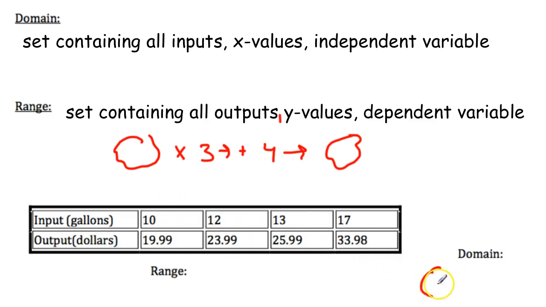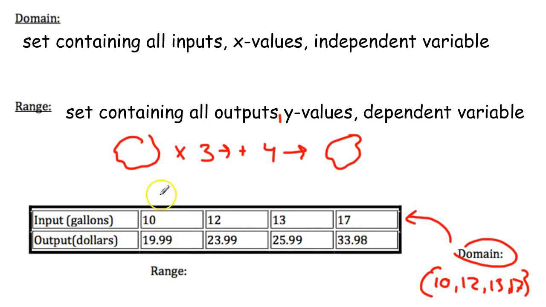So you have a 10, 12, 13, and 17. Then close it off with a curly bracket. So the domain is everything that is the input, these 4 numbers.